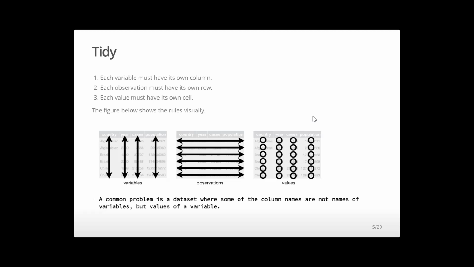Now, there are peculiar cases in which you have some of the column names that are not names of variables, but are values of a variable. So we're going to see this as we go on. I'm going to show a sample of what it is when a data set is not tidy and what we can actually do to make it tidy.